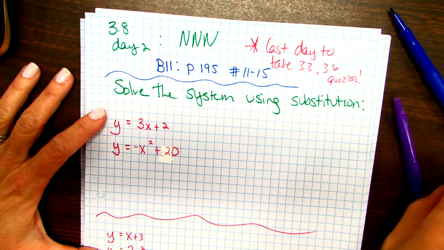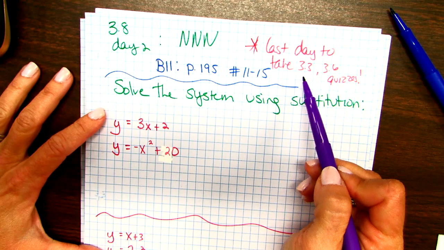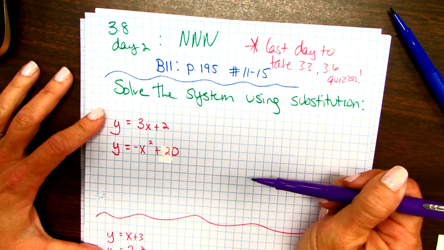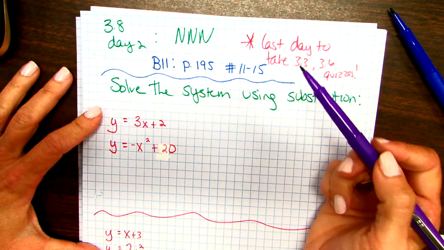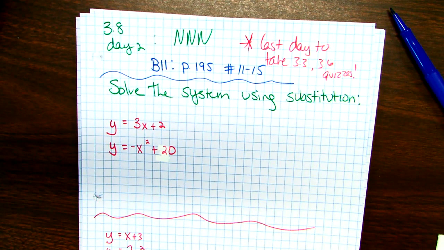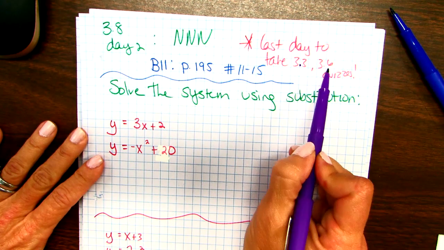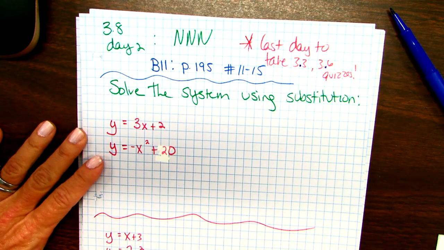Also, don't forget, today is the last day to take either one of these quizzes. After the notes, if you want to come back later today, but by 2 o'clock, otherwise they just become zeros. One of them gets dropped, okay? If you have 2, or whatever, your lowest quiz gets dropped. But if you have not taken these quizzes, make sure you come to me today.